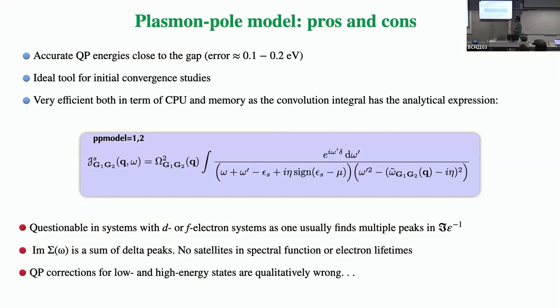If you have d or f electrons or a metallic system, I will not recommend the plasmon pole. But again, it's a very nice tool for initial convergence studies, and it's very efficient both in terms of CPU and memory. But there are drawbacks that I've already mentioned. So for d and f electrons, I would recommend the contour deformation. Most importantly, you cannot have access to the spectral function because you only have the delta peak, so you cannot study, let's say, other lines.